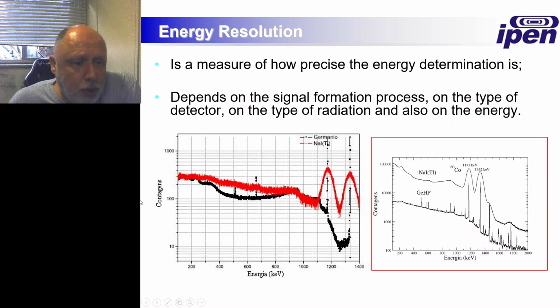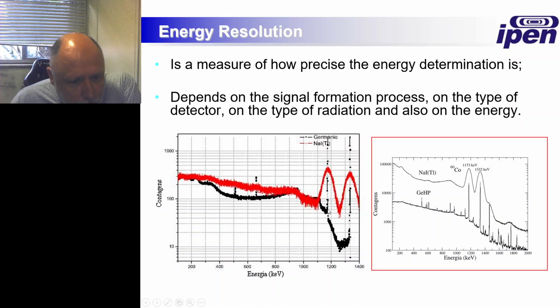But if we take a look here, we have two distinct detectors. The black line here is a germanium detector, which is known for its very high resolution. And in red, it is a sodium iodide detector, which is a detector known for being cheap and for performing well in several situations, but it's not so good in terms of resolution. It has greater efficiency, in fact, than the germanium usually.